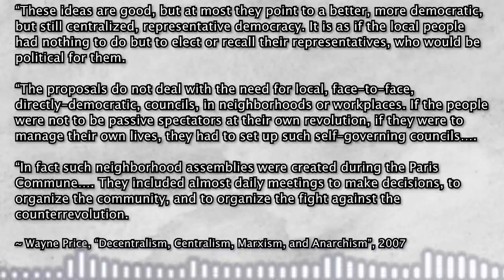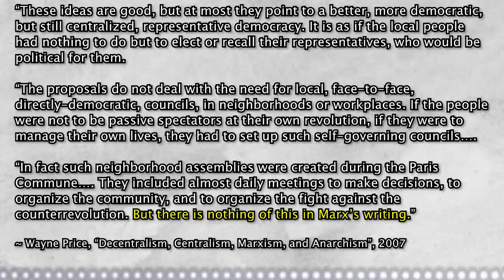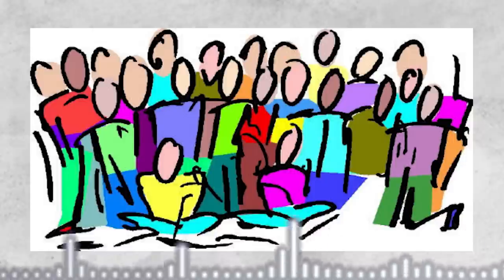In fact, such neighborhood assemblies were created during the Paris Commune. They included almost daily meetings to make decisions, to organize the community, and to organize the fight against the counter-revolution. But there is nothing of this in Marx's writing. For libertarian socialists, a political system has to do better than just having democratically elected and recallable delegates. There must also be directly democratic assemblies in workplaces and neighborhoods, so that people in general, and not just their elected officials, can be directly involved in the revolution and have direct control in determining their own fate and choosing their own destiny.